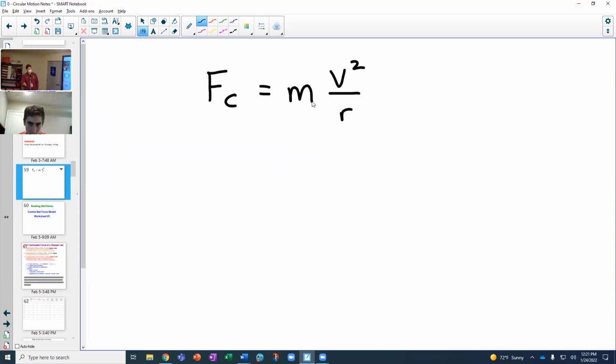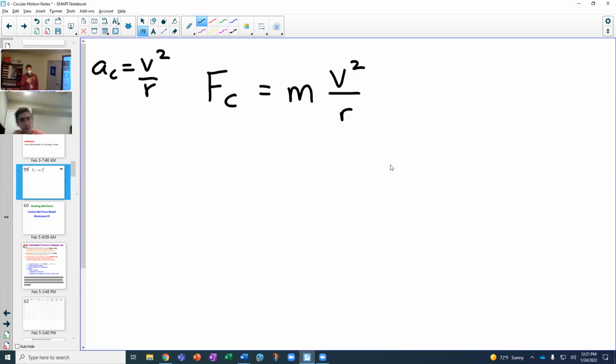Since it's a centripetal acceleration, let me just jot that over here as a side note. Centripetal acceleration is v squared over r. So v squared over r is the acceleration. Acceleration times mass gives me a force. Since it's a centripetal acceleration, it's giving me a centripetal force.